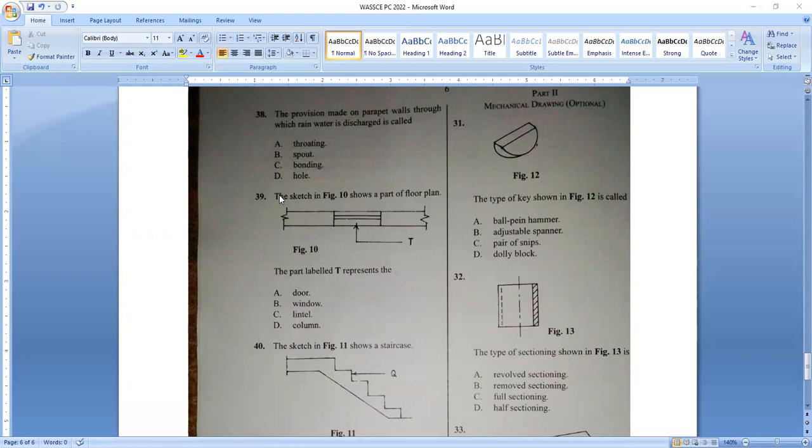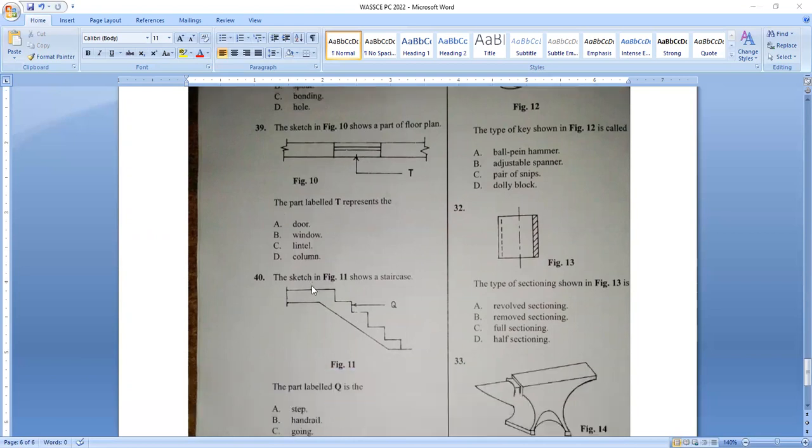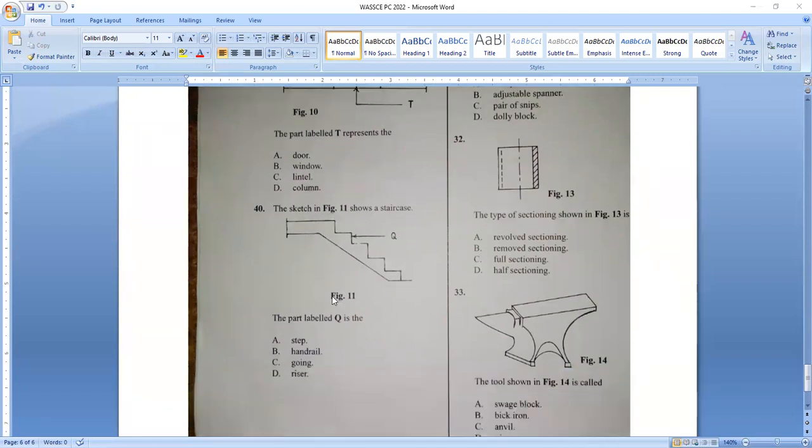Question 39, the sketch in figure 10 shows a part of a floor plan. The part labeled T is the window. So the last question, question 40, the sketch in figure 11 shows a staircase. The part labeled Q is the riser. That is option D. So those are the answers to question 31 to 40 on building drawing.